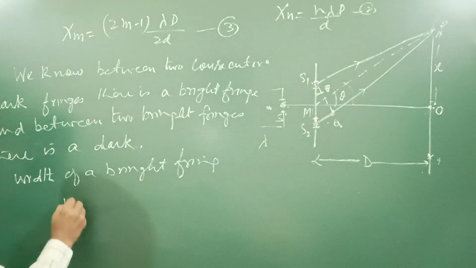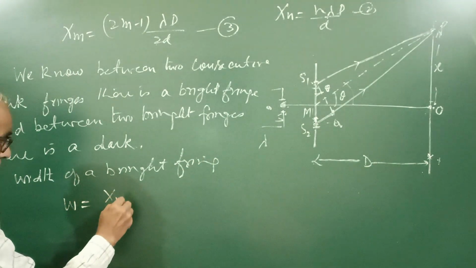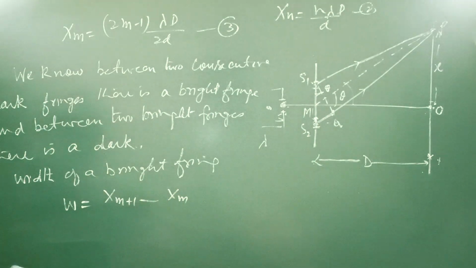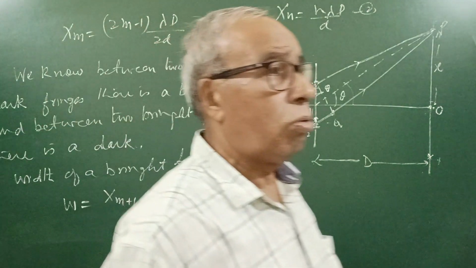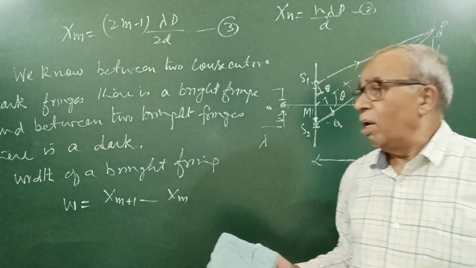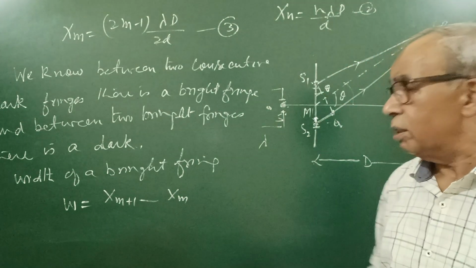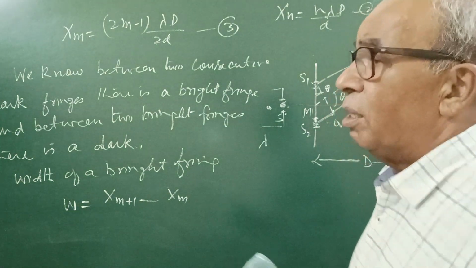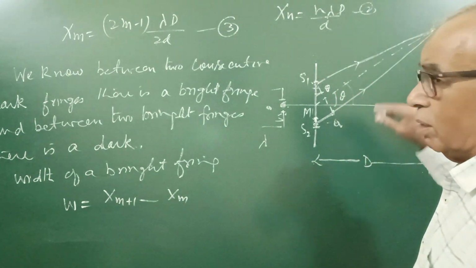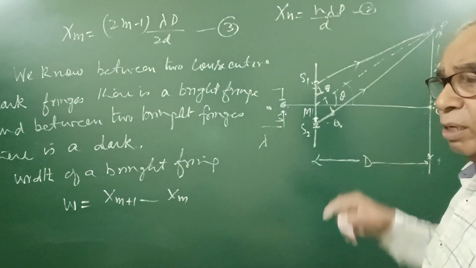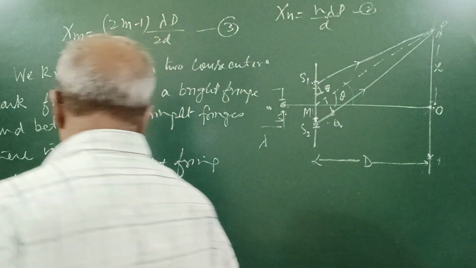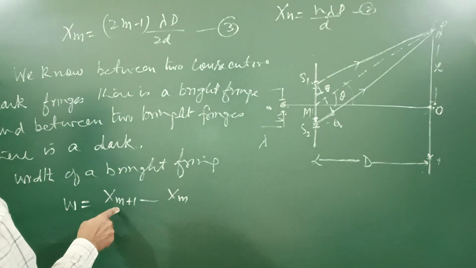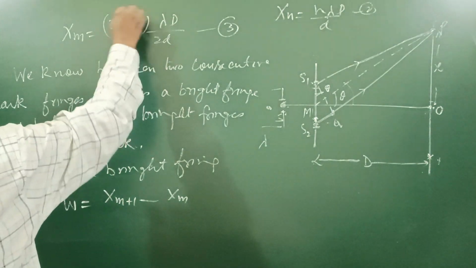I write W, which will be x_(m+1) minus x_m. It indicates the difference of distance of the (m+1)th fringe and the mth fringe. Suppose the 10th and 11th fringes are dark, then the width is between them. So now here I have used m plus 1 in place of m only.